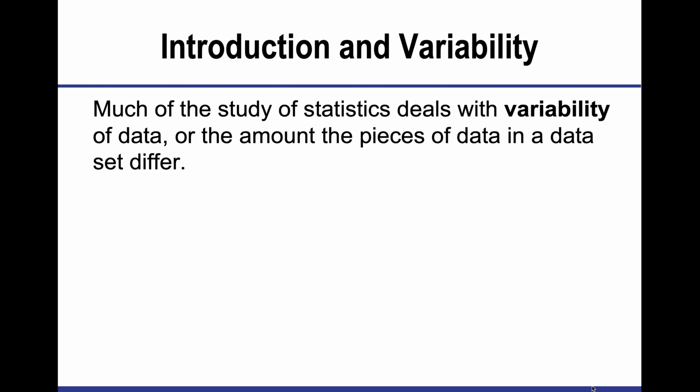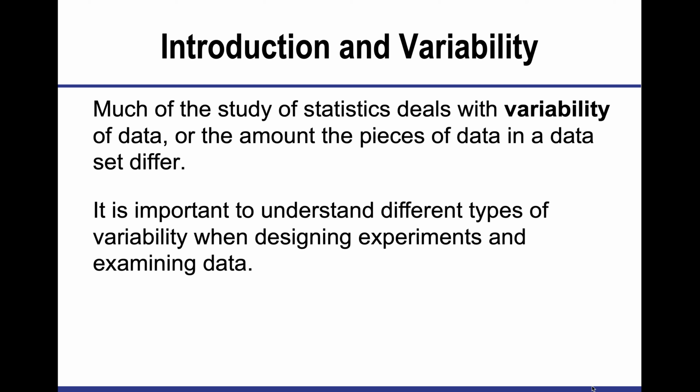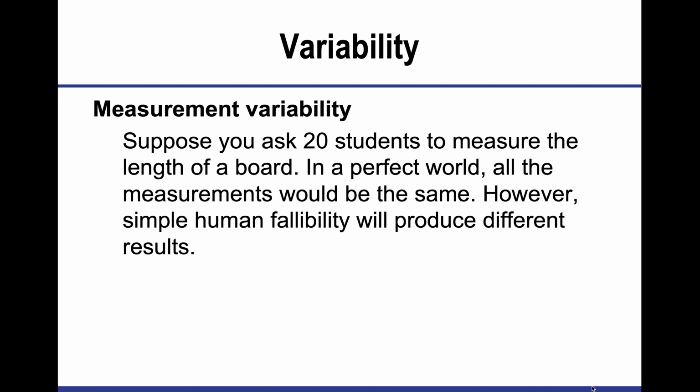Much of the study of statistics deals with what we call variability of data, or how much the data varies from one sample person to another. That's also the amount of pieces of data in a data set can differ. So we're looking at how much can it vary in reference to each other. And we're also looking at, well, how much does it vary with the amount that I gathered? It's important to understand these two different types of variability when we're designing experiments and examining data.